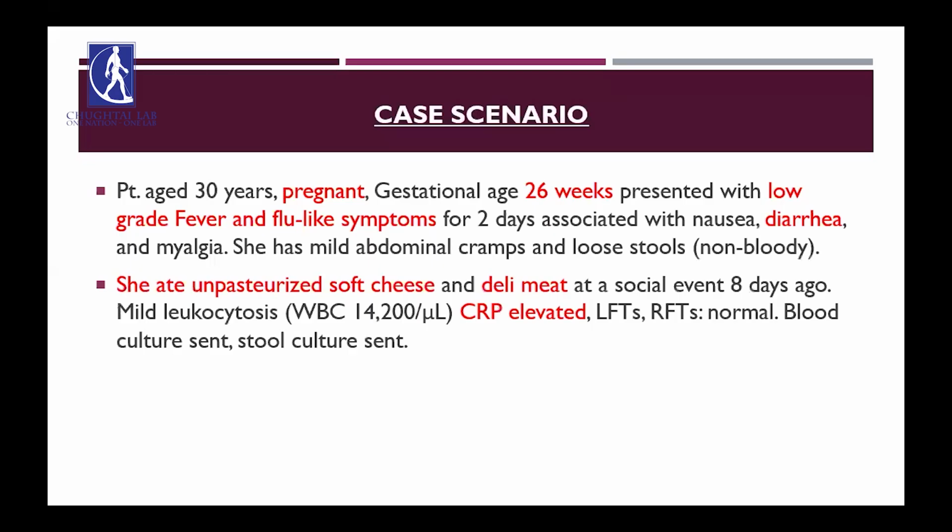So this is a case scenario. A 30-year-old pregnant female, gestational age 26 weeks, presented with low-grade fever and flu-like symptoms for 2 days, associated with nausea, diarrhea, and myalgia. She has mild abdominal cramps and loose stools. She ate unpasteurized soft cheese and deli meat at a social event 8 days ago. There was mild leukocytosis, CRP was elevated, LFTs and RFTs were normal, and blood culture and stool culture were sent.